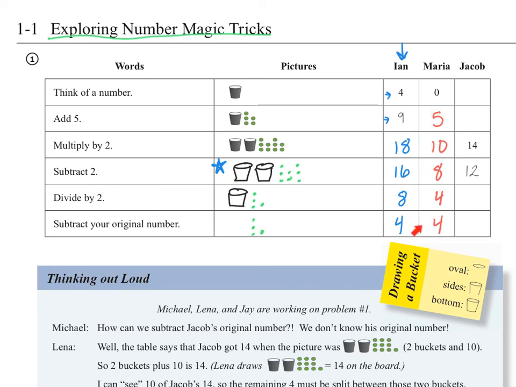Okay, check your work here with Maria. If yours doesn't match up, read it again or ask a neighbor or myself for help.